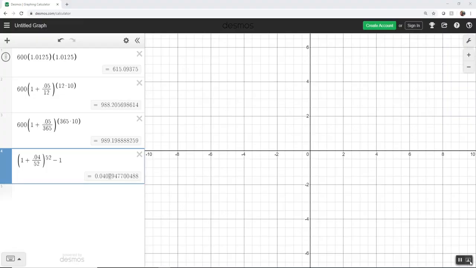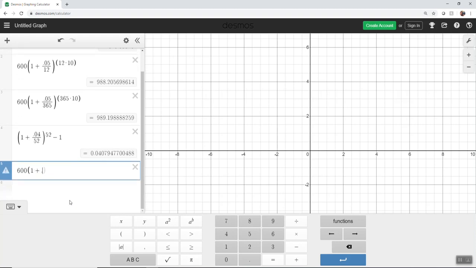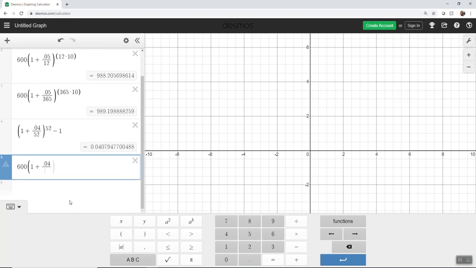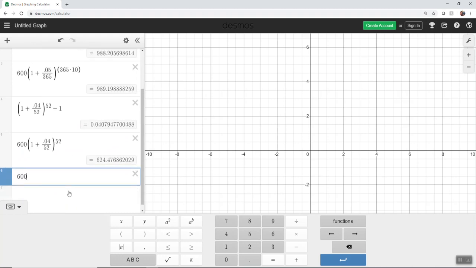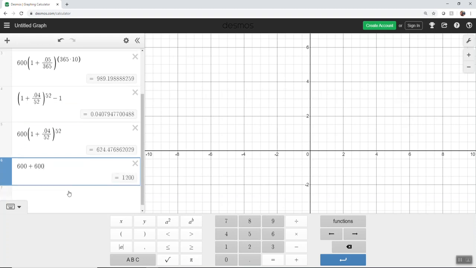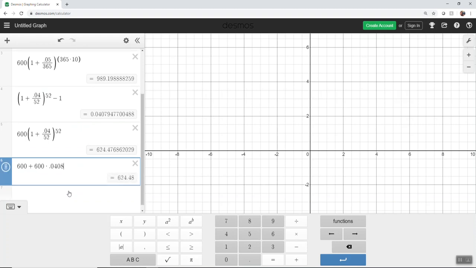So here we go, switching over to Desmos, and we're going to do the 600 times the 1 plus 0.04 divided by 52 raised to the 52nd power. So at the end of that 1-year period, we would have $624.48 approximately with that interest rate. Let me not copy that. And here comes the simple interest rate, times 0.0408. And we get 624.48. When rounded to the nearest cent, we get the exact same amount.